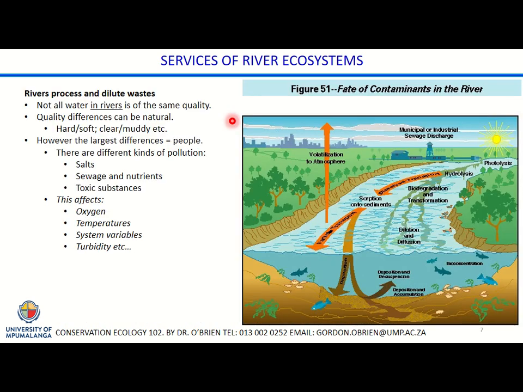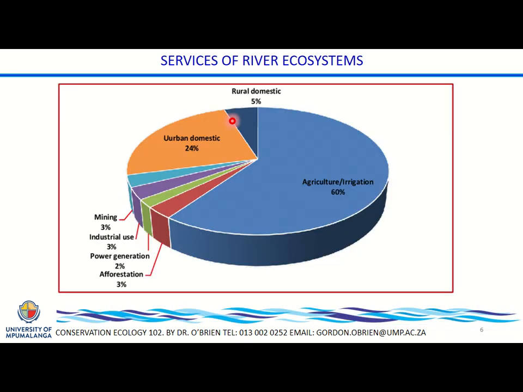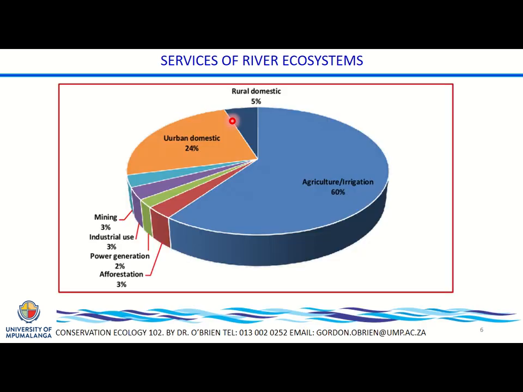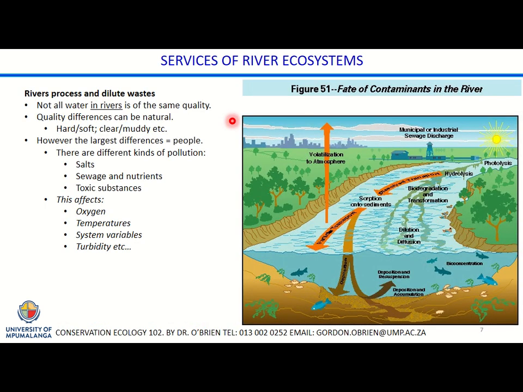Okay, then we look at the ability of water to process and dilute wastes. So the first part of the services that we're interested in is that we supply water to people. It's very important, okay? We have to manage the supply. And this also brings in this concept of water stress. Water stress. Okay. The second one is to look at how rivers process and dilute waste. So not all rivers have the same quality.